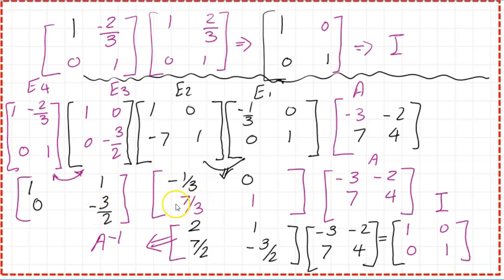We multiply these two matrices. We get 2, 1, 7 over 2, minus 3 over 2 by A. We get the identity matrix, which means that this is the inverse matrix of A, because when we multiply A inverse by A, we get the identity matrix. So all these elementary matrices E1, E2, E3, E4, when they are multiplied by each other using the right arrangement, E4 by E3 by E2 by E1, we get the inverse of matrix A.